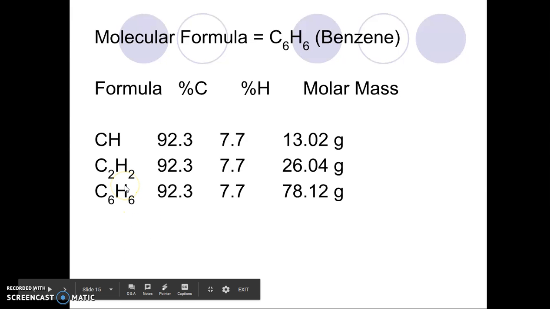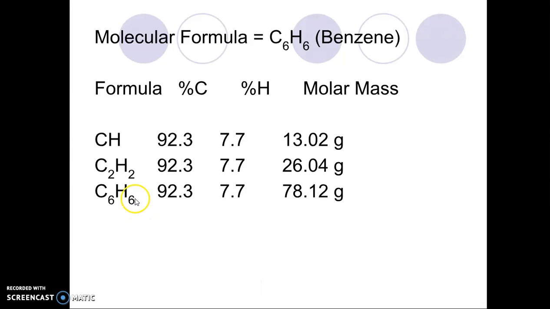So if I'm looking at benzene, which is C6H6, you'll notice that all three of these, the CH, the C2H2, C6H6, all three of them have the same percentage of carbon and the same percentage of hydrogen. That's because they're all in the same ratio. They're all in a 1-to-1 ratio. If I were to change the ratio, then I would obviously change the percentages. But what's different about them, what makes them different compounds, is they do have different molar masses.